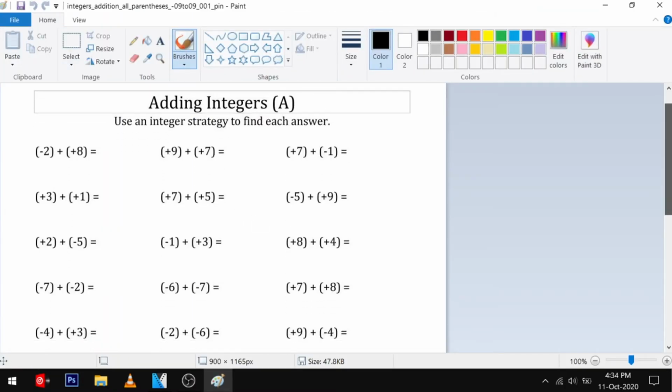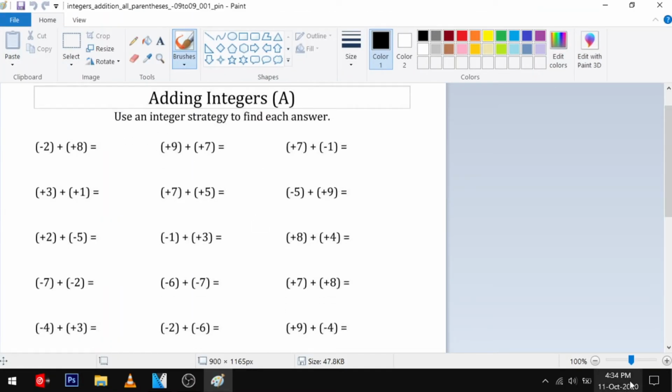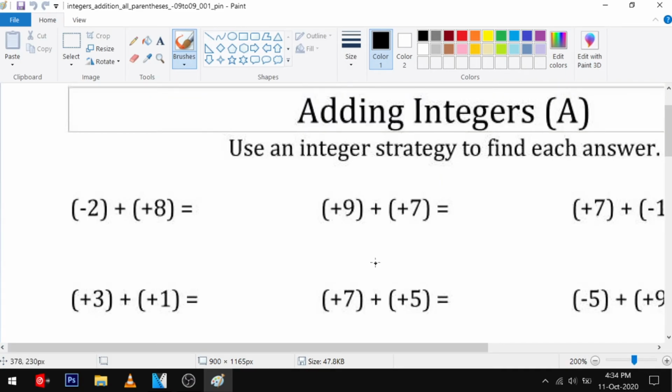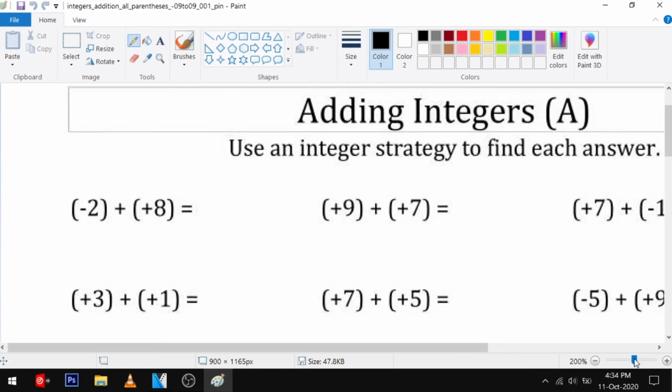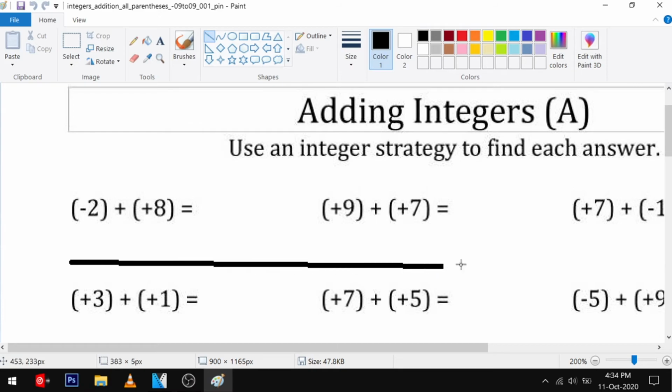All right, I got this worksheet off the internet and I'm going to work with it for you guys to see. All right, and then maybe you guys could search adding integers and you guys could practice some on your own. All right, so we have a -2 plus a -8. So I'm going to use my number line.